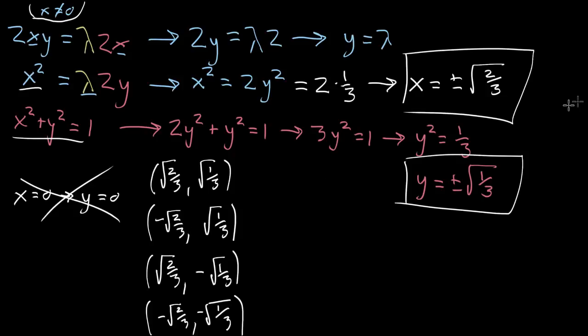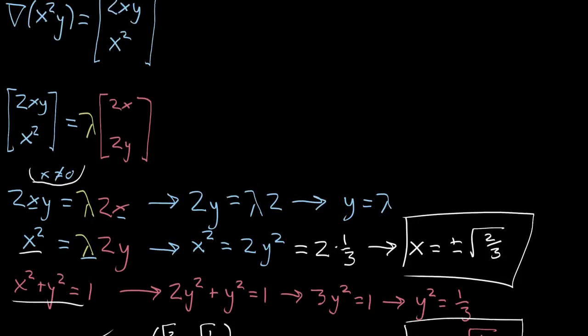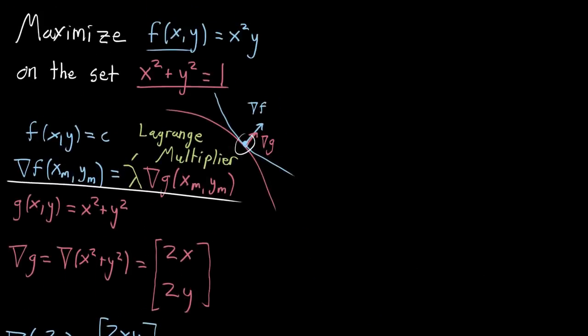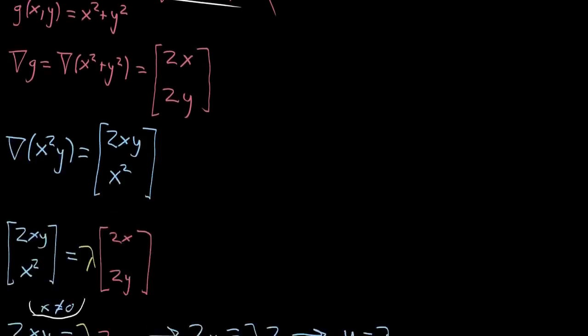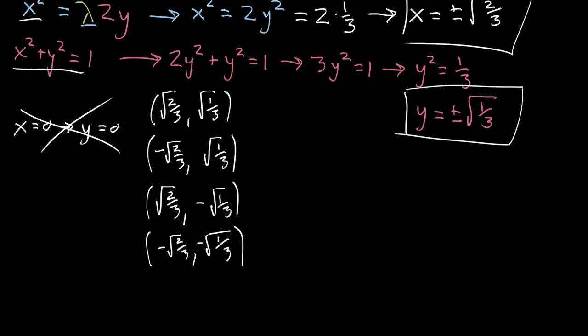And to find which one of these maximizes our function, let's go ahead and write down our function again. It gets easy to forget. So the whole thing we're doing is maximizing f of xy equals x squared times y. We're looking at f of xy is equal to x squared times y. So we could just plug these values in and see which one of them is actually greatest.